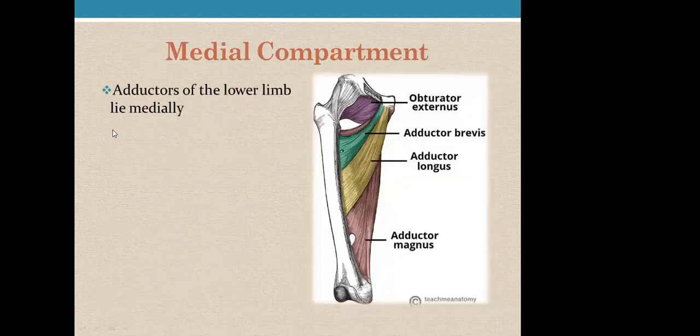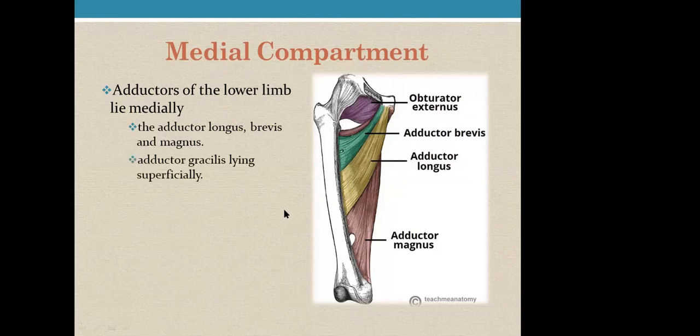The medial compartment, also the adductors of the lower limb, which lies medially, consists of the adductor longus, brevis, and magnus, and also the adductor gracilis, which lies superficially.